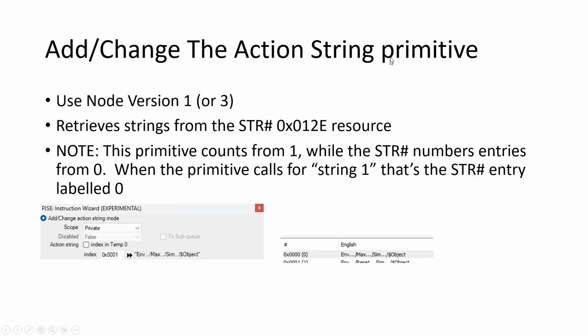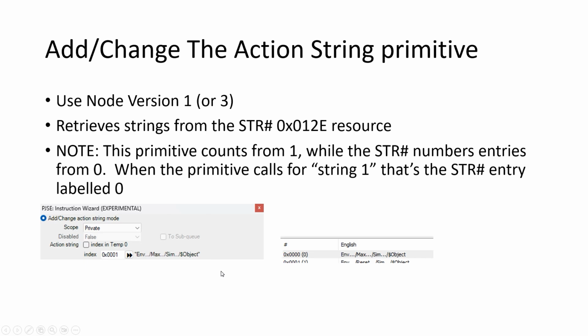Some things to note about the primitive. This is one of the few primitives that has node versions. This was something we looked at in the behav editor, I think. And I would recommend that you use node version 1 or 3. Probably 1. The strings it retrieves not from the TTAS, but from this string resource of 12E. We'll look at that.